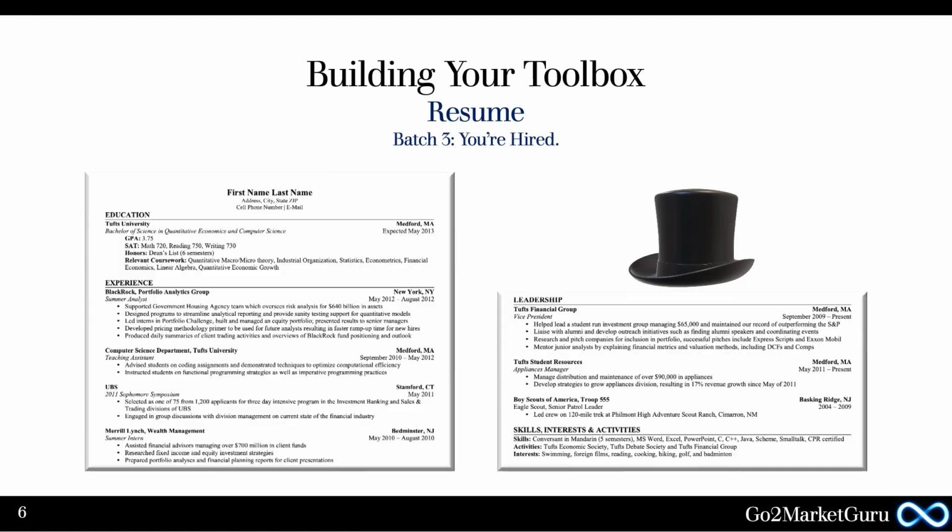And that brings us to the serious one, batch 3, you're hired. This is an example of a fantastic resume. So you can see here, great margins, everything's organized. There is a category and a subcategory for everything. At the very top, we have first and last name, address, information. Then we have block categories of education, experience, leadership, skills, interests, activities, extracurriculars. And then everything has a place.